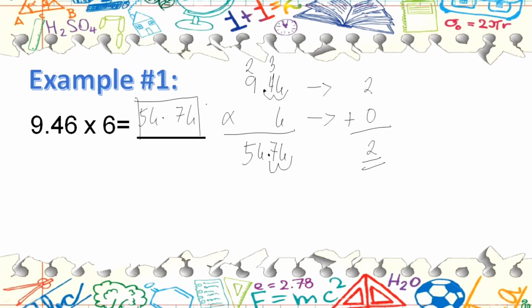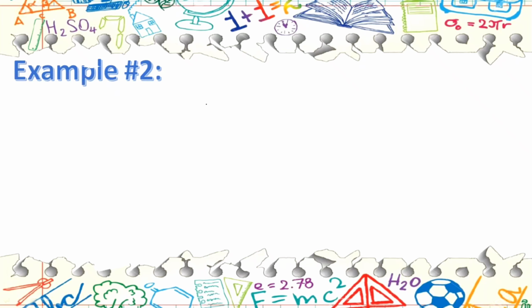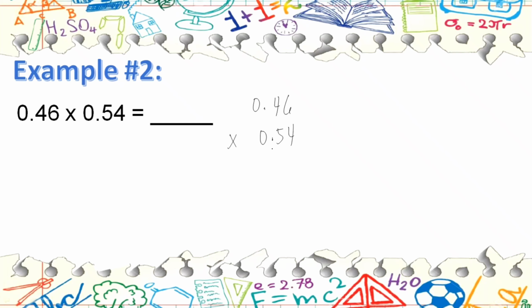Next, let's have example number 2. In example number 2, we have 0.46 times 0.56. So, decimal to decimal na yung minumultiply natin. Mas marami ng decimal places. So, let's write this in vertical position as stated in step number 1. So, 0.46 times 0.54. Okay. Next, multiply as whole number as stated in rule or step number 2.